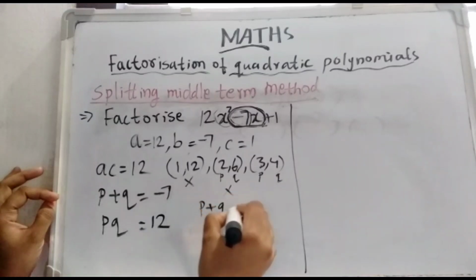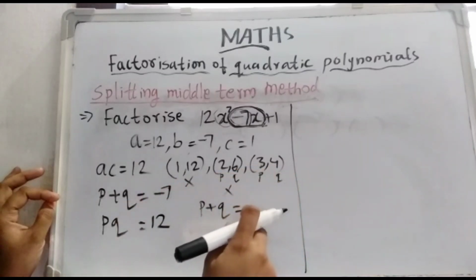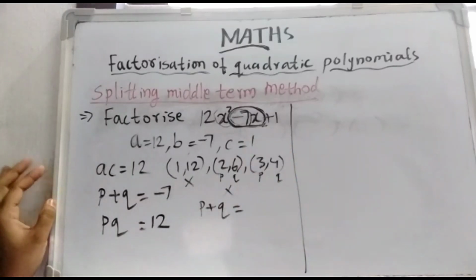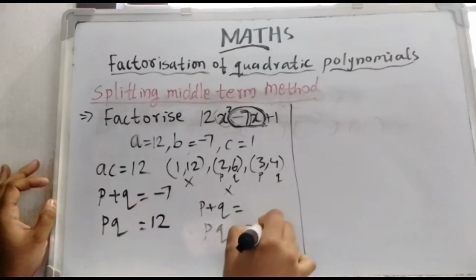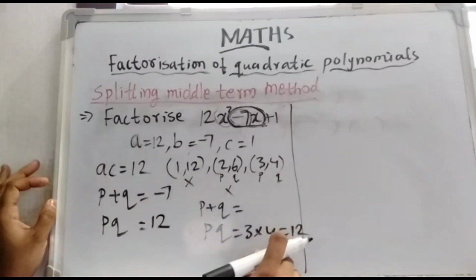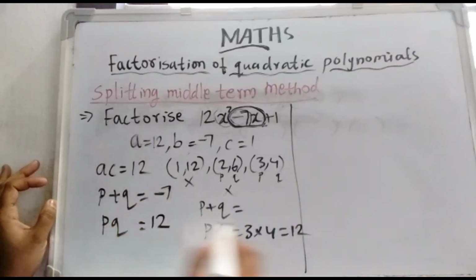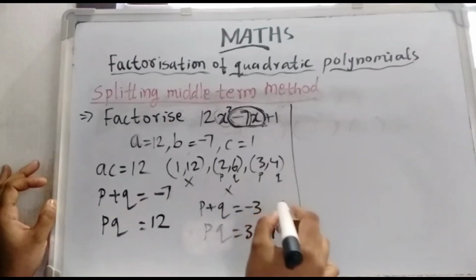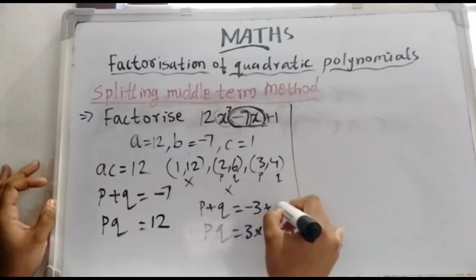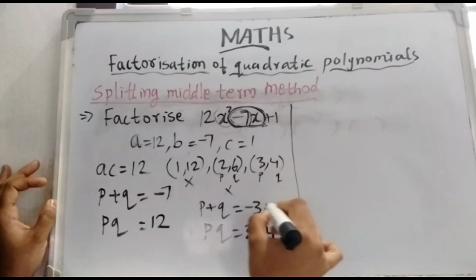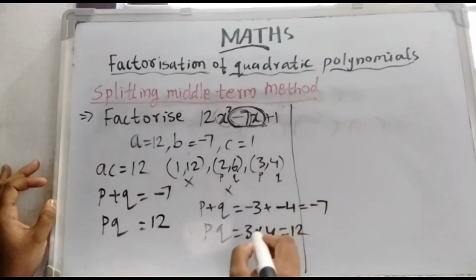P plus Q, we should get minus 7. How to get minus 7? Actually, 3 plus 4 is 7, but we need minus 7. And PQ is 3 into 4, that is 12. That is okay, but here, how do we adjust minus 7? So take minus 3 plus minus 4, which is equal to minus 7, and minus 3 into minus 4 is 12.